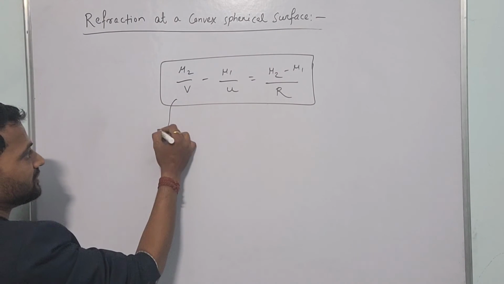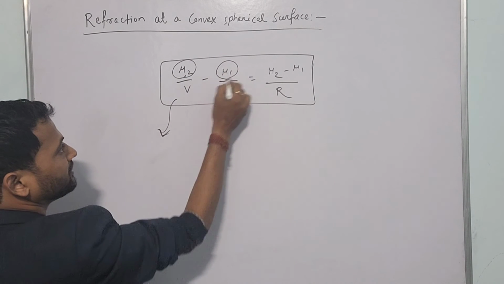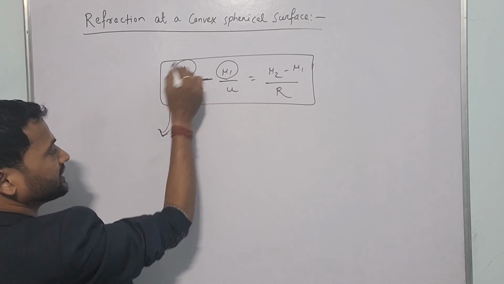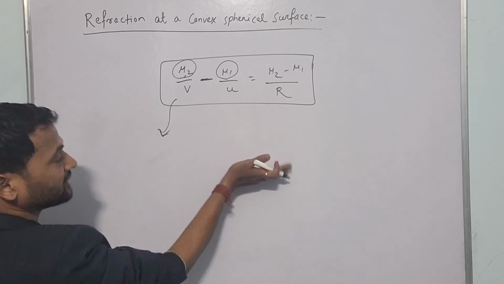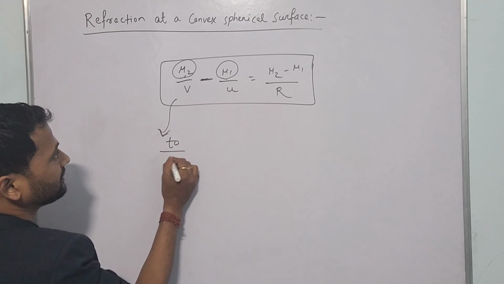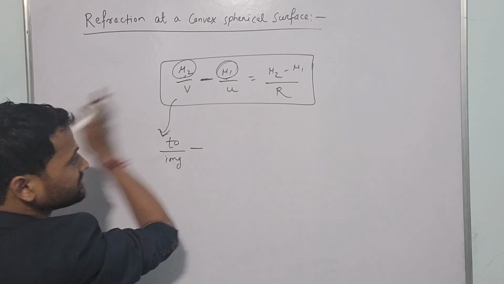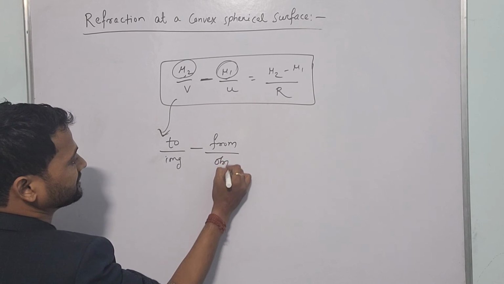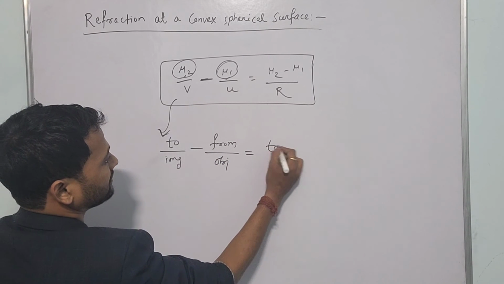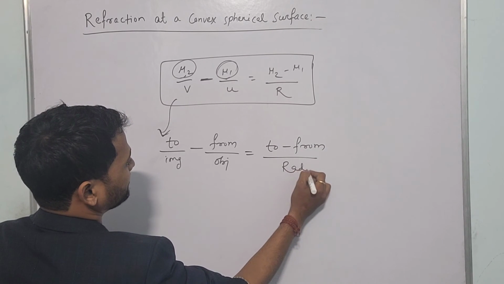So how to remember this formula? I am giving a shortcut trick. What are mu2 and mu1? mu2 is the refractive index of the denser medium, the medium towards which light is refracted. So mu2 by image distance, minus mu1, the medium from where light is coming, upon object distance, will be equal to mu2 minus mu1 upon radius of curvature.